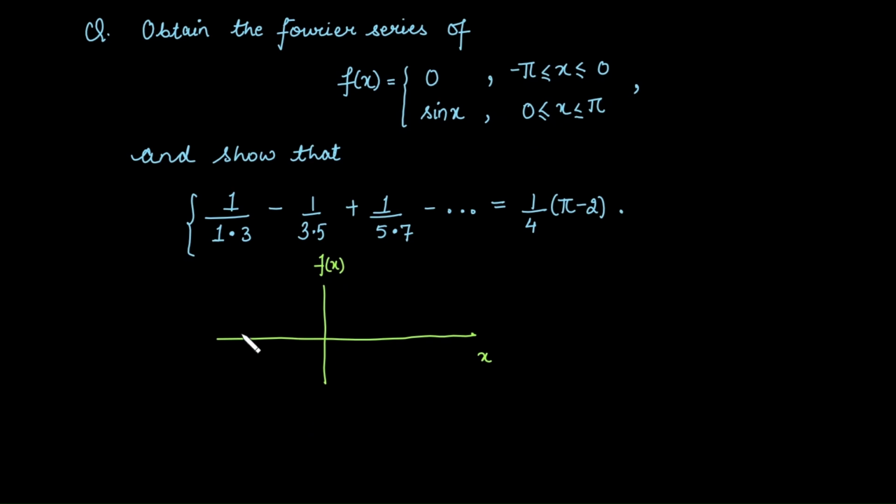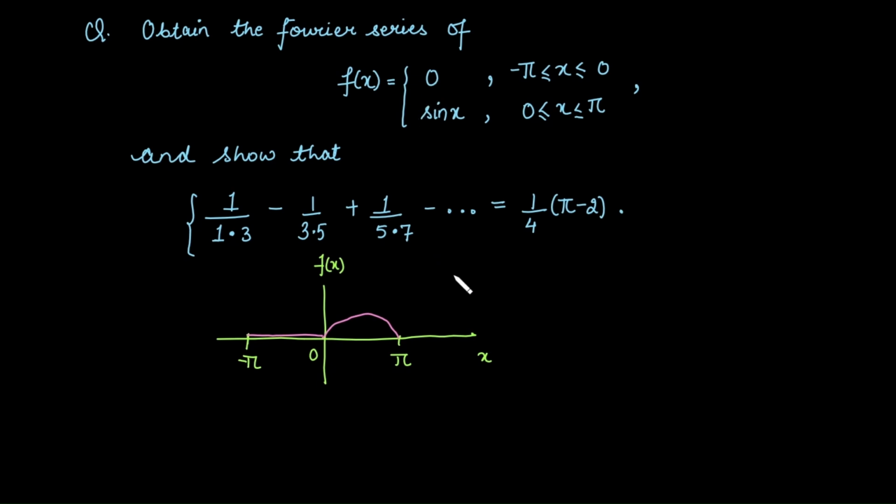From minus pi to 0, function value is 0, and from 0 to pi, function is sin x. From 0 to pi, the function sin x will look this way. This is a graphical view of this function. Now we are writing the Fourier series.